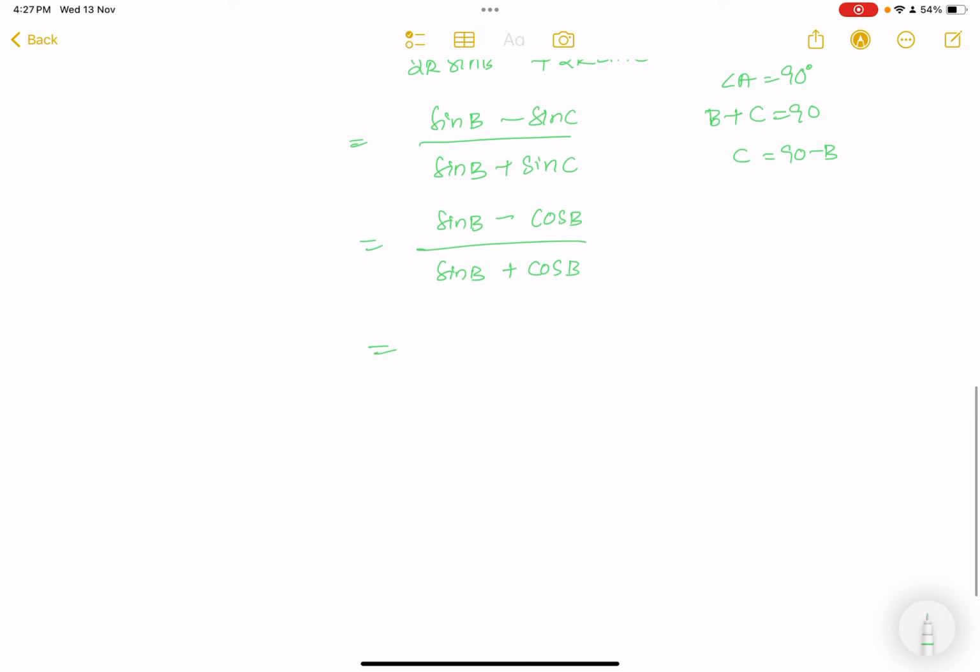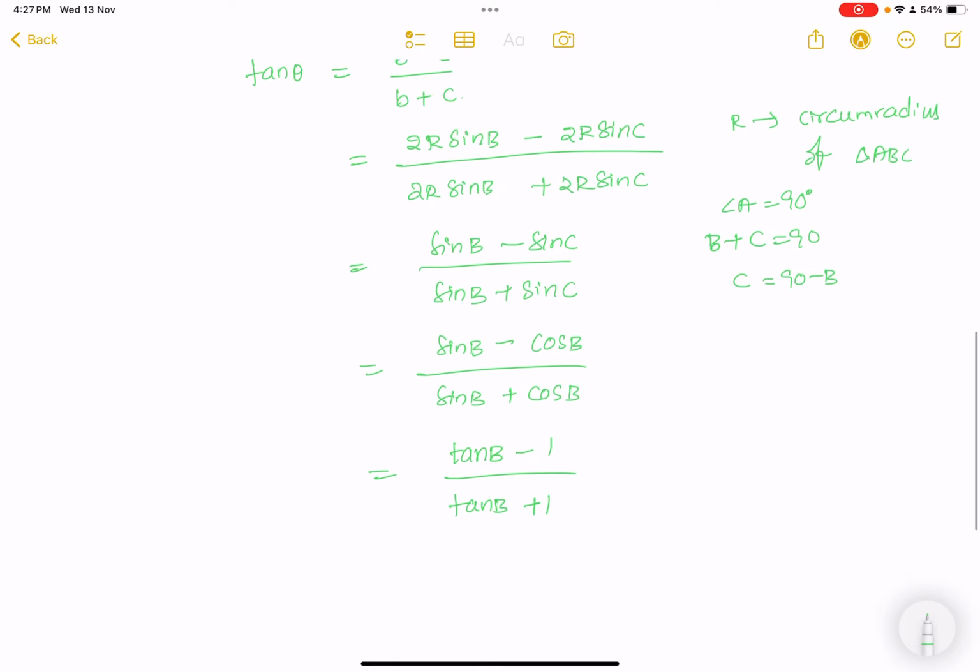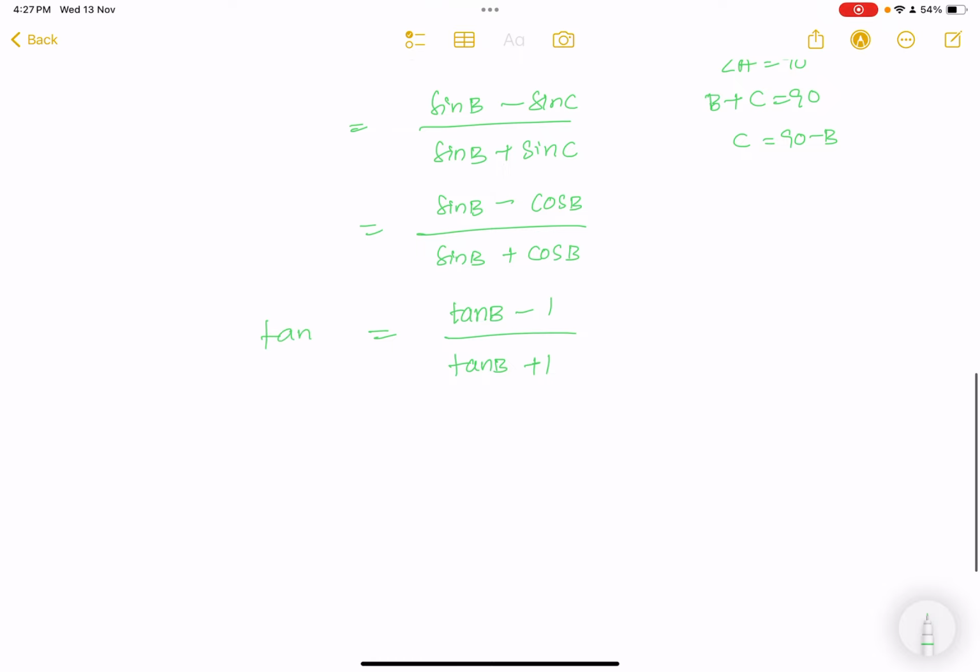So divide the numerator and denominator by cos B. So this will be (tan B minus 1) by (tan B plus 1). So this is tan theta. So this can be written as tan theta equals (tan B minus tan 45) upon (1 plus tan 45 tan B).